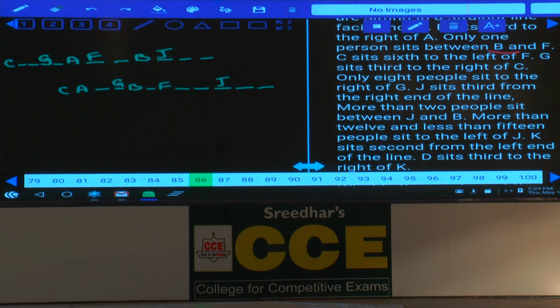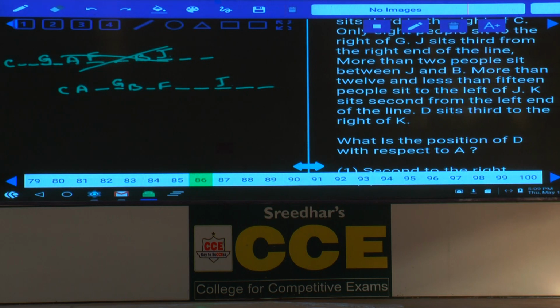And more than 2 people sit between J and B. In the first case, J and B are adjacent, that is ruled out. Now we are left with only the second case. Done with this? Now in the second case, J sits third, more than 2 people sit between J and B.